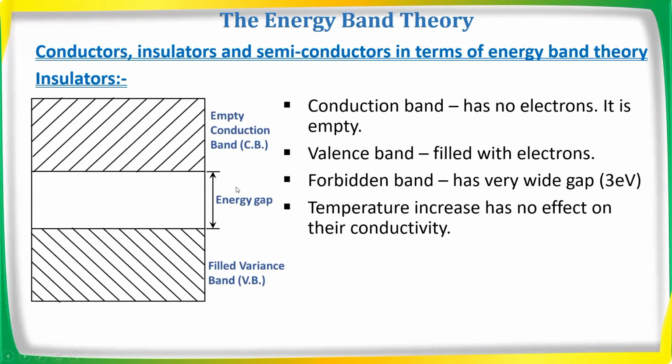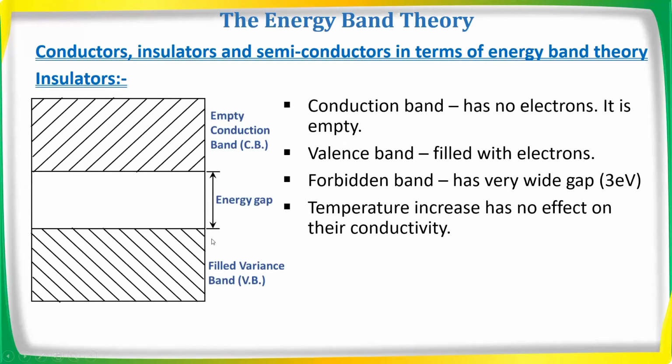We have insulators. For the insulators, you can see we have an empty conduction band. It has no electrons. There are no electrons here, and that is why it will not conduct an electric current. So we have an empty conduction band. We have an energy gap.